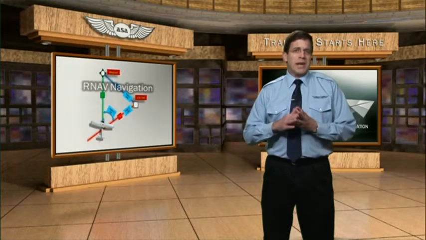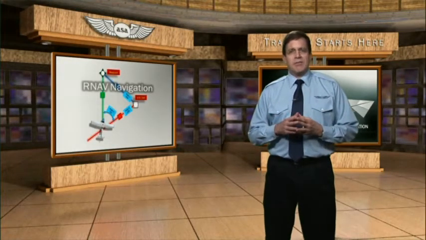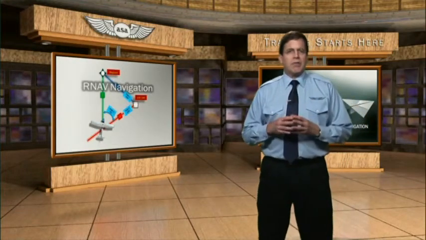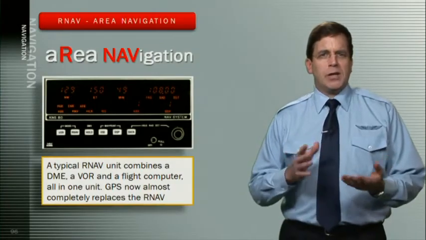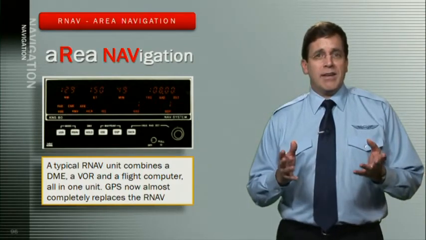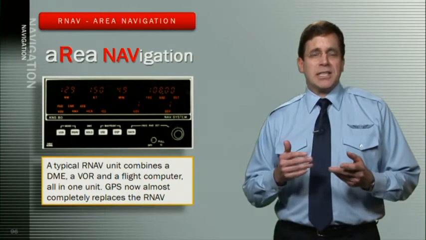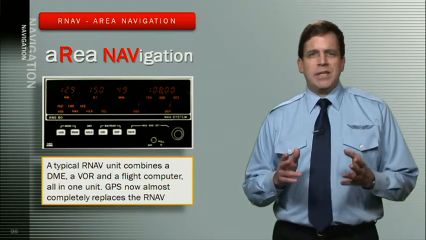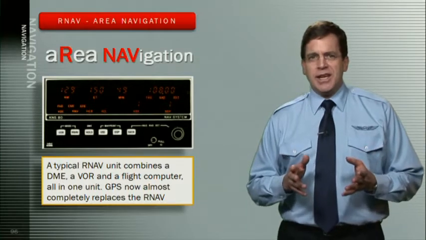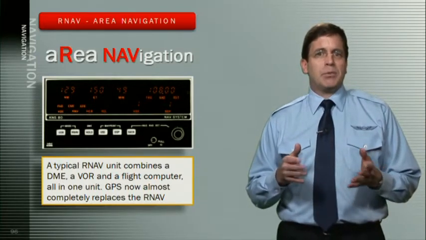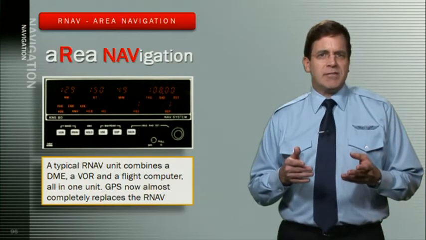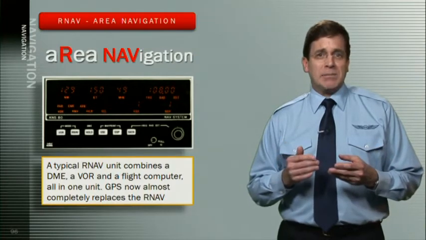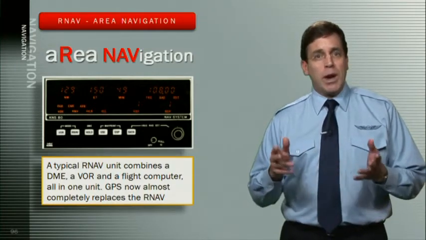RNAV navigation combined the range component of a DME and azimuth information from a VOR. An RNAV computer combined these two navigation elements and provides a very accurate position fix. Area navigation, or RNAV equipment, includes VOR DME, LORAN, GPS, and inertial navigation systems, or INS. RNAV equipment is capable of computing the aircraft position, actual track, ground speed, and then presenting meaningful information to the pilot. This information may be in the form of distance, cross-track error, and time estimates relative to the selected track or waypoint.